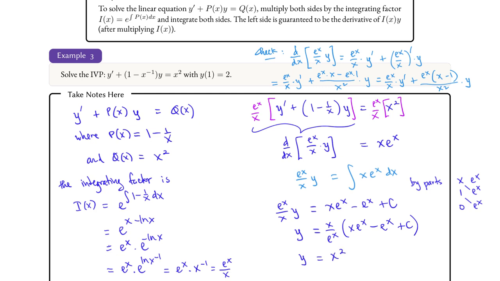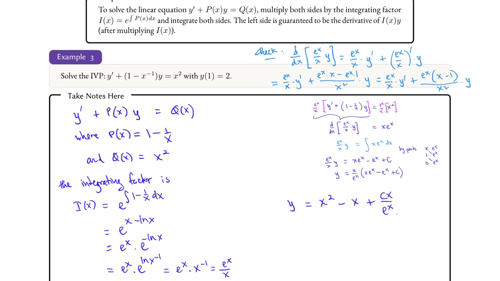And then we isolate y to get x² - x + cx over e^x. But the initial condition is when x = 1, y = 2. And so plugging in x = 1, y = 2, we solve for c = 2e. So the particular solution is y = x² - x + 2ex over e^x.